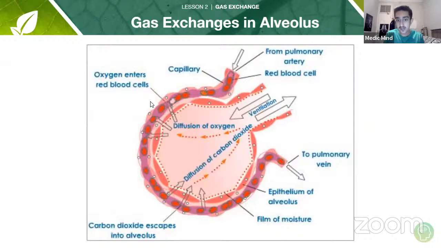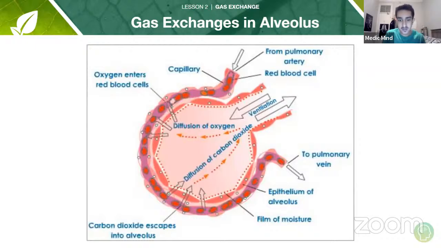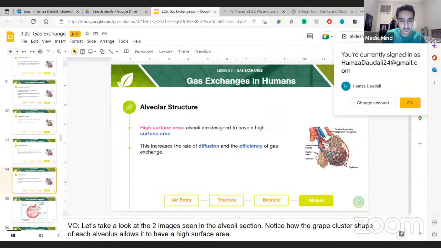Other features of alveoli. Let's go to a summary whiteboard at this point because I think this would be quite useful. So I will put up a summary whiteboard, and these are your important notes to take down. Check, do I have these notes?